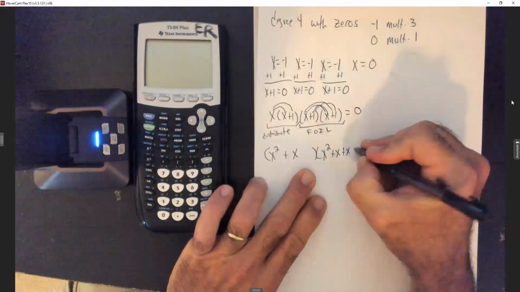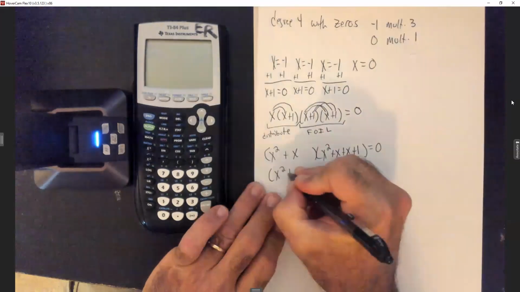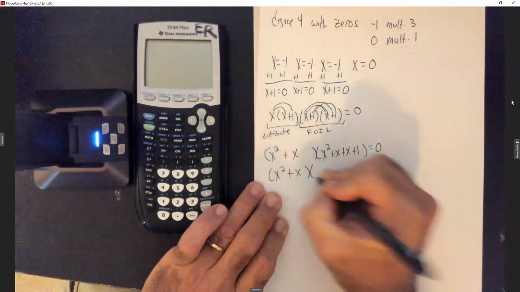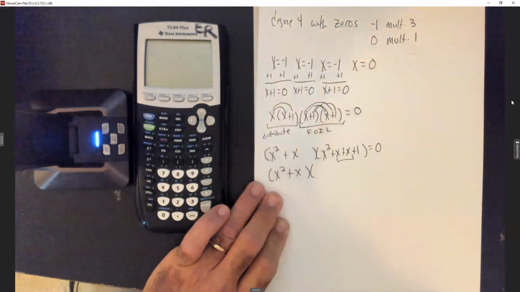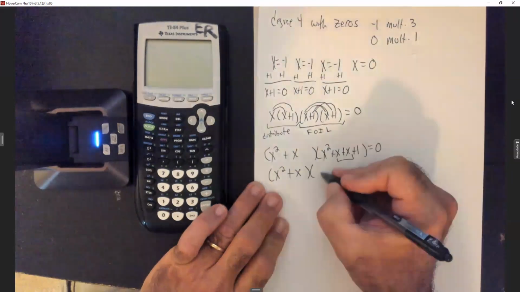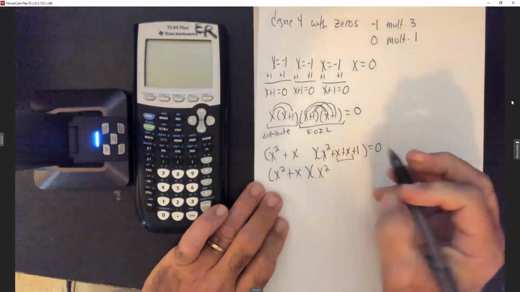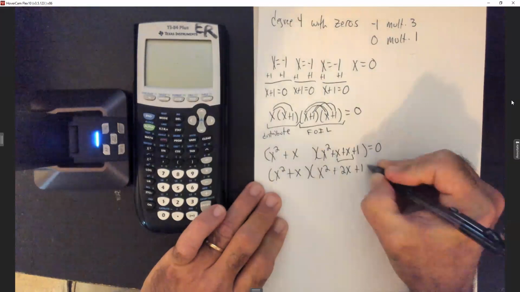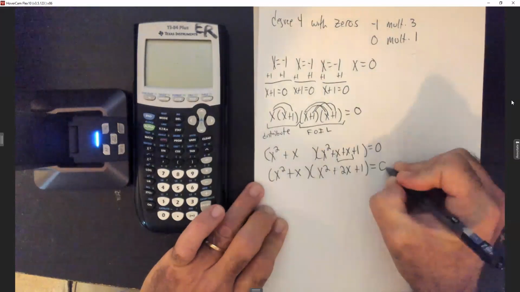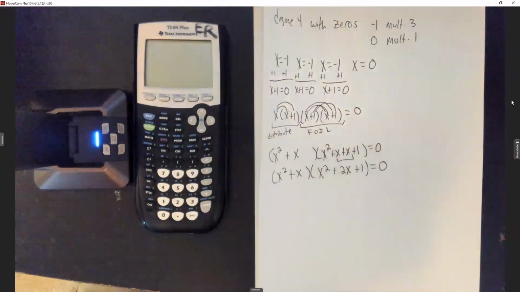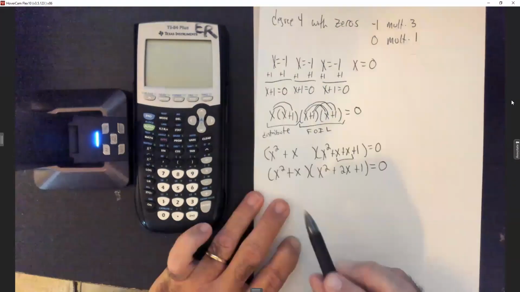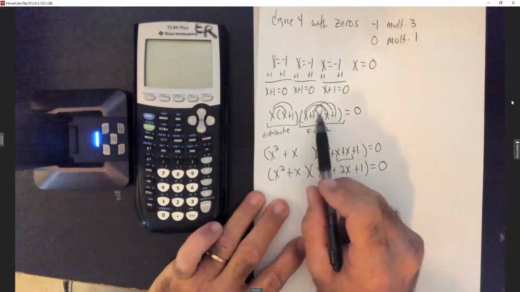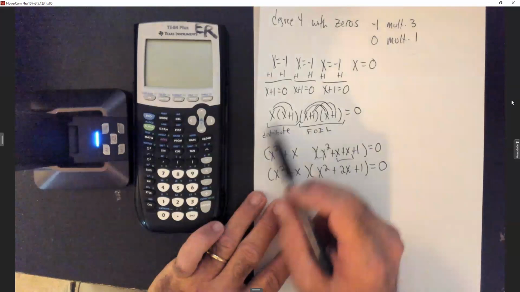So before I FOIL this last thing, let's add these like terms in the middle. So bring down the x squared. 1x plus 1x gives me 2x plus my 1. All this is still equal to 0. Now, instead of me FOILing and then FOILing again and then finally distributing, now I can FOIL this and be done.